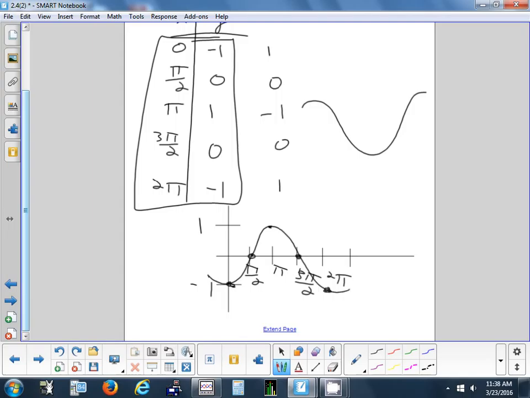And remember, your graph would continue in each direction. For anybody who wasn't here yesterday, these graphs continue forever. They have this wave going left and right forever, but we're only sketching one section. Does anybody remember what we call one section?